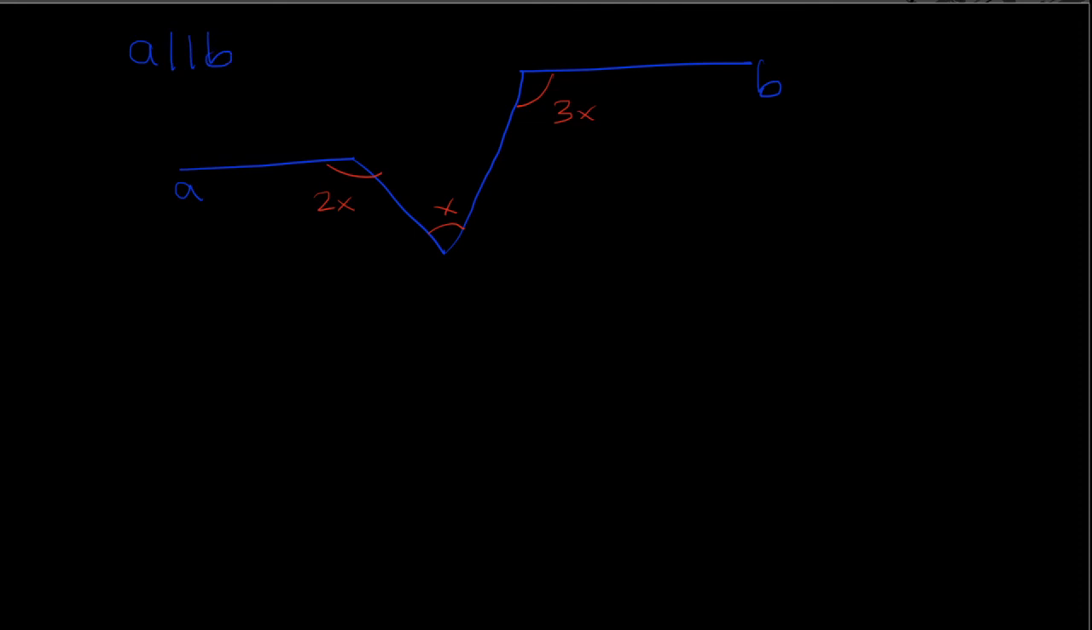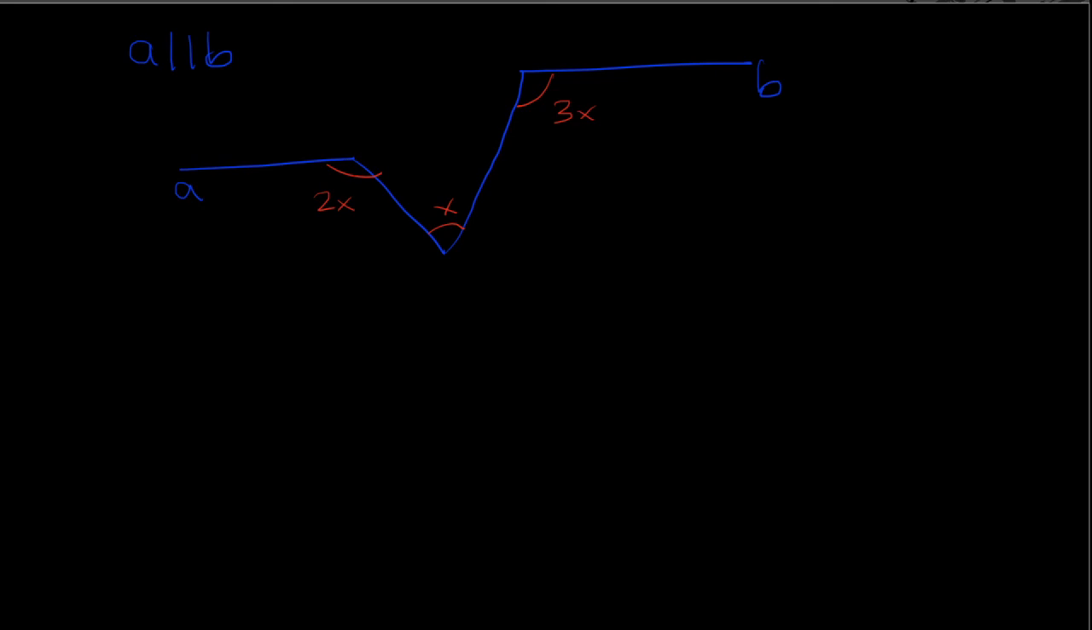Next, I'm given a line with a little triangle looking shape, so not fully connected. We're given this line is A, this line is B, and this angle is 2x, this angle is 3x, and this angle is x. We're given also that A is parallel to B. Whenever you're given this situation, it's always good to extend the lines, because right now it doesn't seem obvious what's going on.